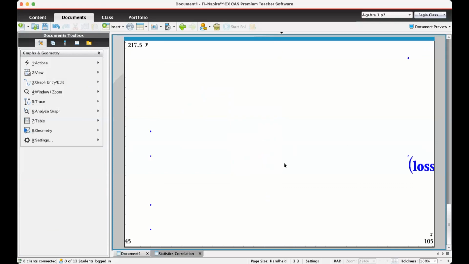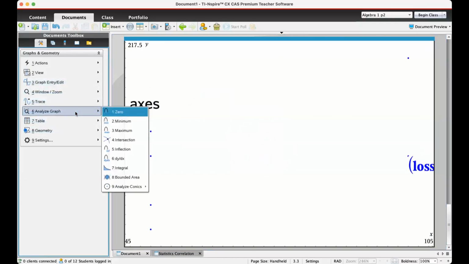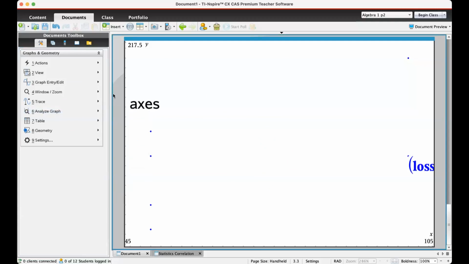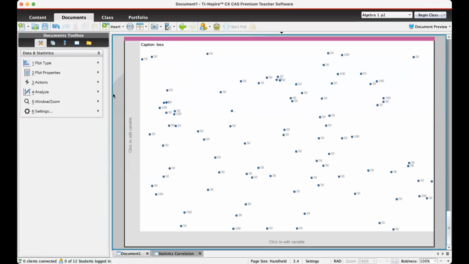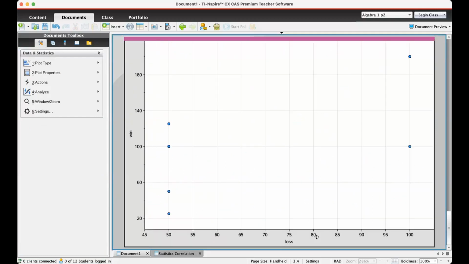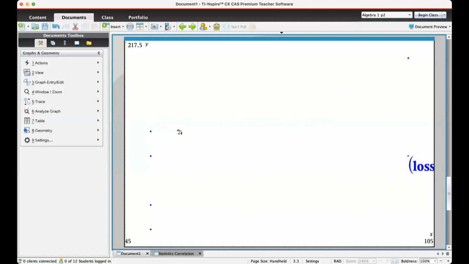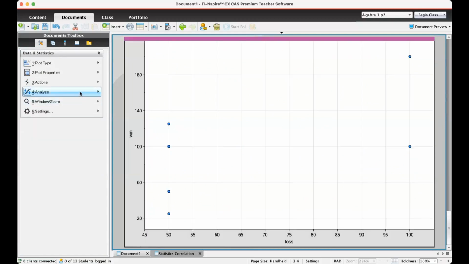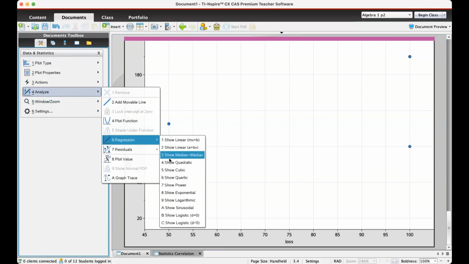If I wanted to do a regression, the problem with the graph application is it's not the best place to do it. So if you were to hunt and peck over here like Danielle was trying to do, analyze graph, it's not here because this is more graphy things to do. Versus if I go to a data and statistics page and then I graph something like that, which was the same scatter plot I just showed a minute ago on the graph page, right? I now can go to analyze and find my regression, right?